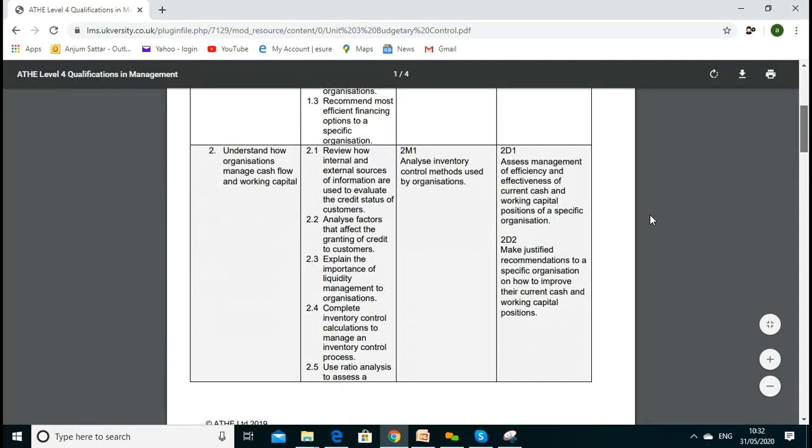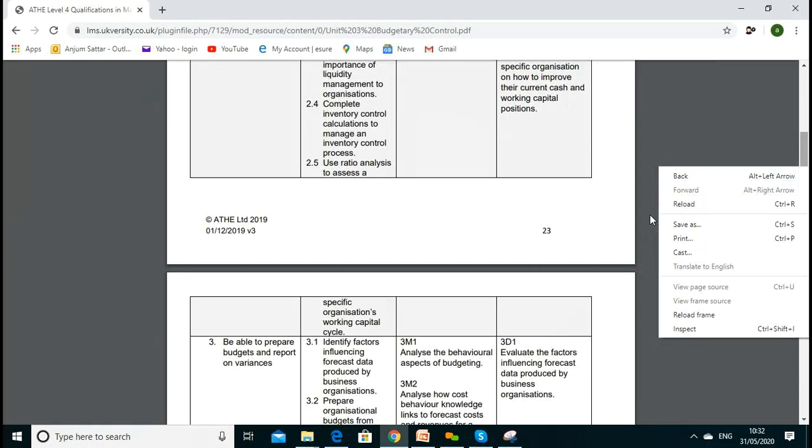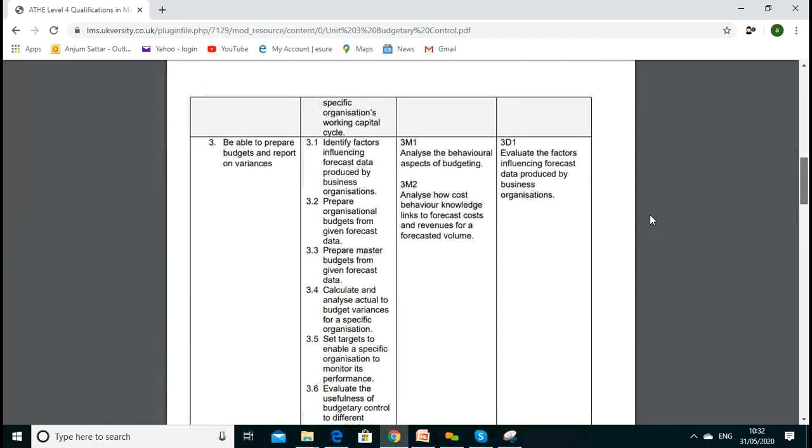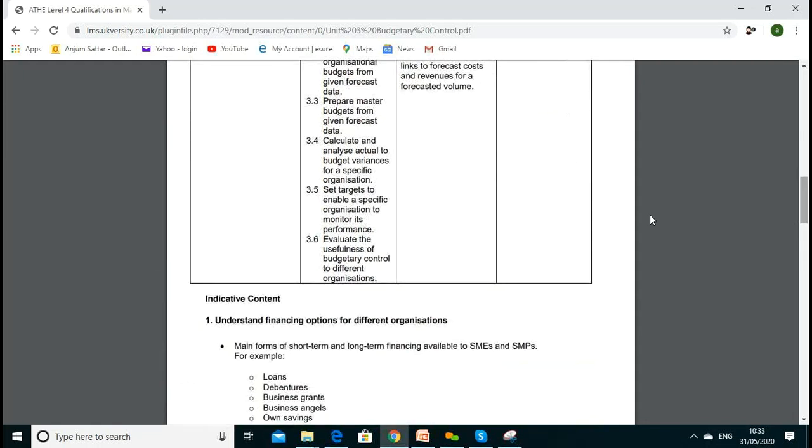In the second lesson, we'll go through how we can manage cash, and we'll discuss the cash budget and what is meant by working capital. We'll go through some ratios and how we can manage them. Then we have Learning Outcome 3, budget reports, where we'll prepare a budget report and discuss the budgetary forecast.